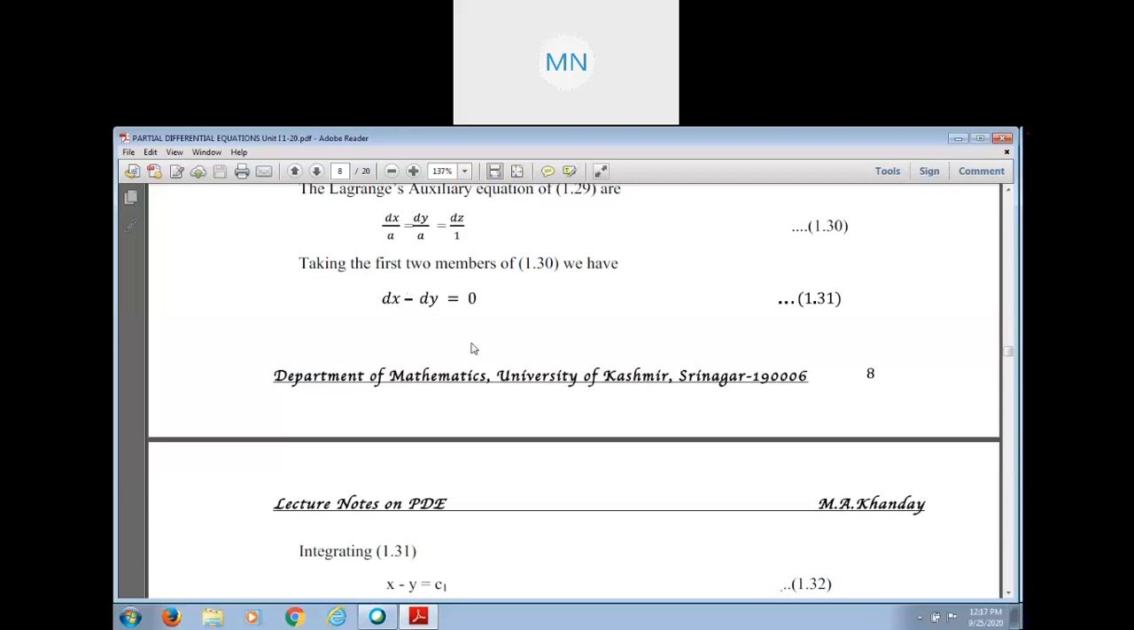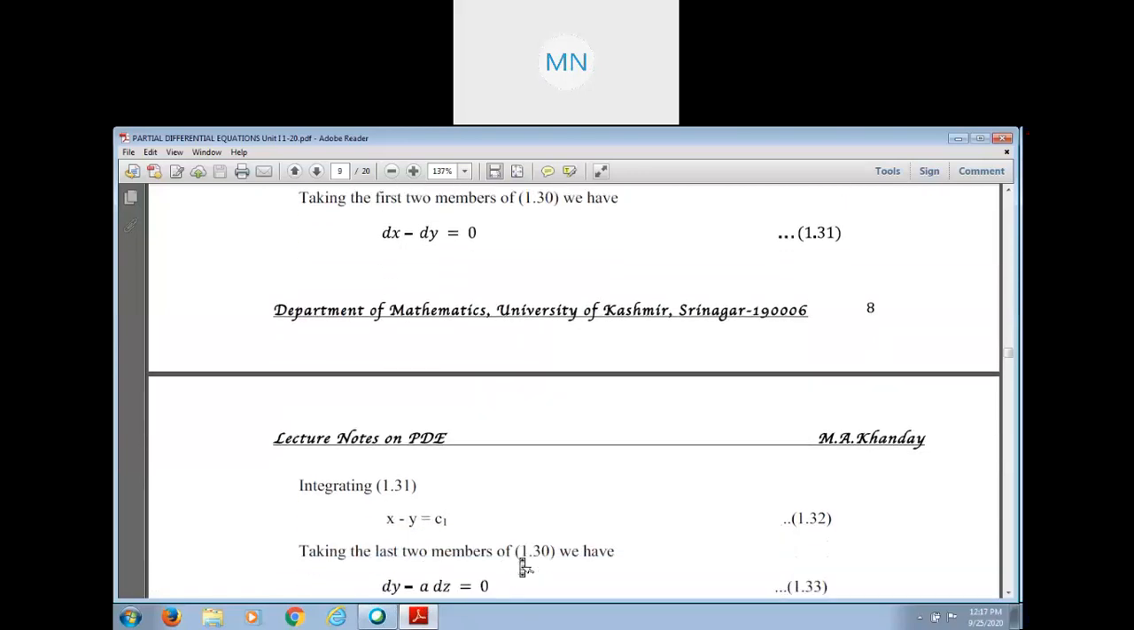Integration of dx is what? x. And integration of dy is what? y. So x minus y equals c1. Okay, so this is the solution, this is the independent solution.